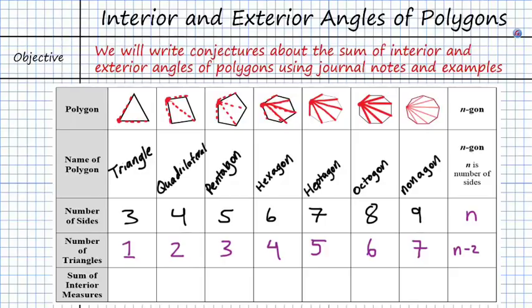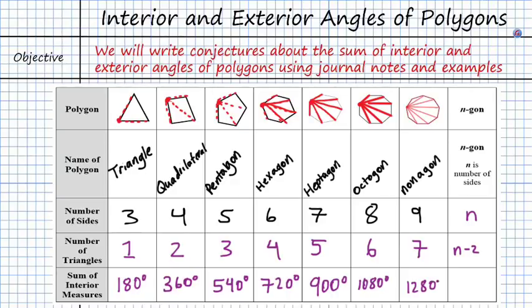So now let's talk about the sum of the interior angle measures. Well, we know that every single triangle has to add up to 180 degrees. So for a triangle, the sum of the interior angles is 180 degrees. Then we have 2 triangles in a quadrilateral, so that's going to be 360 degrees. Then we're going to have 3 triangles, so that's going to be 450 degrees, then 720, and then 900, then 1080, and so on and so forth.